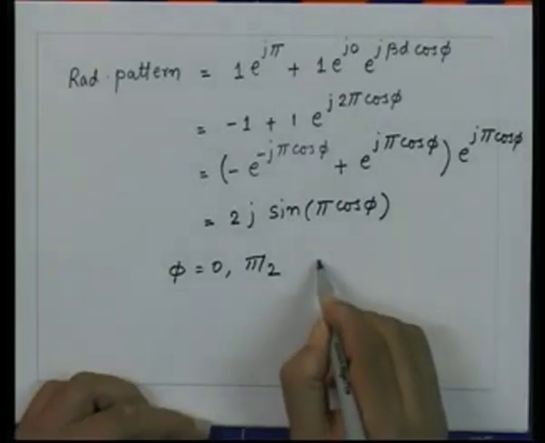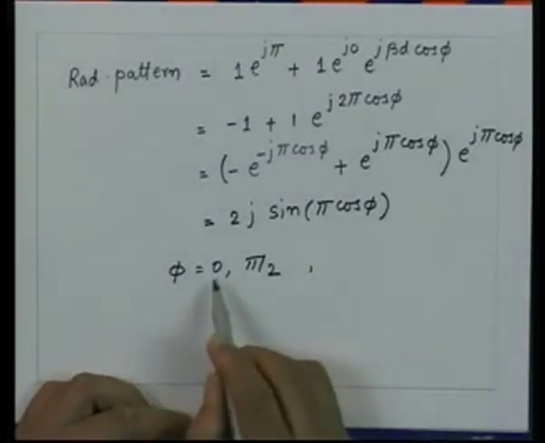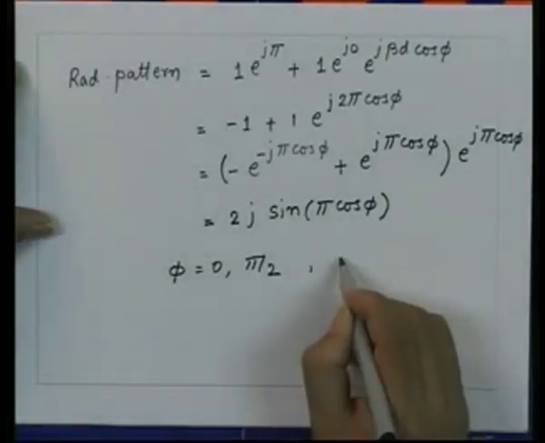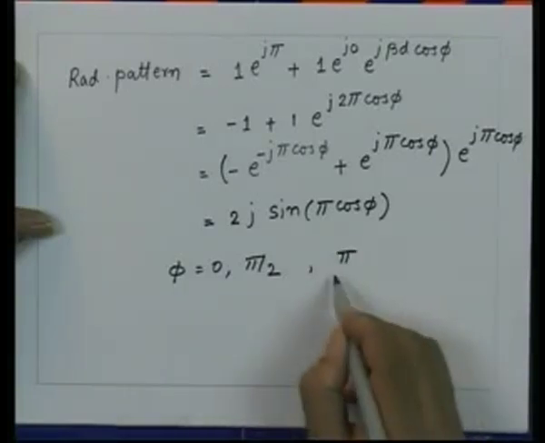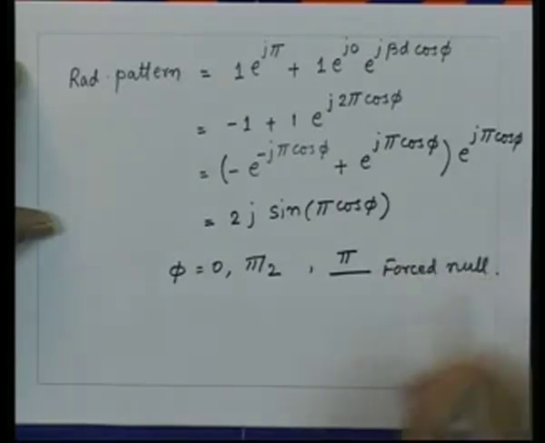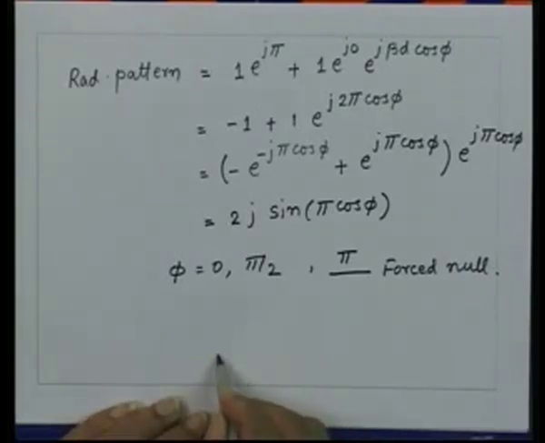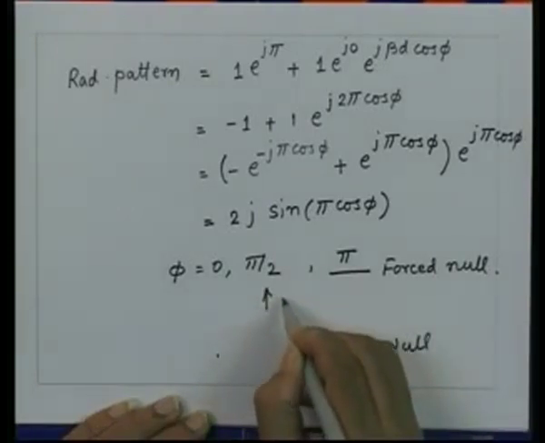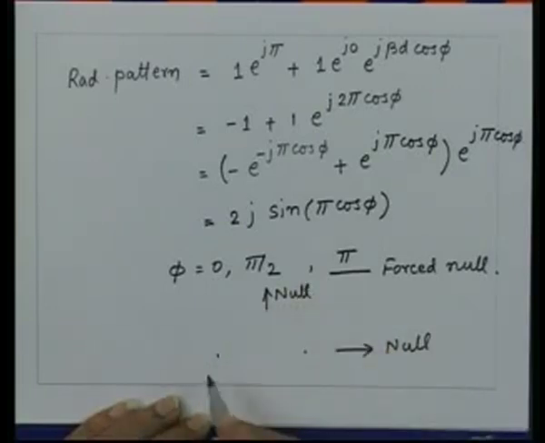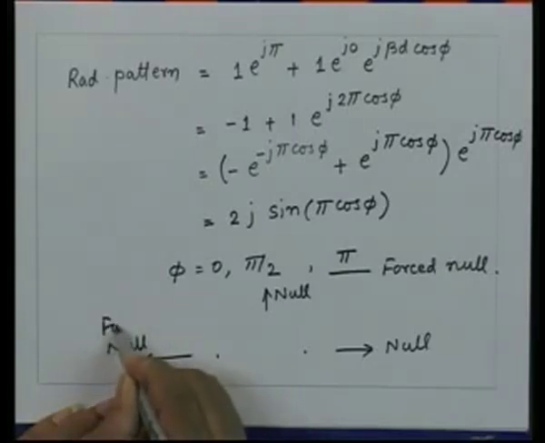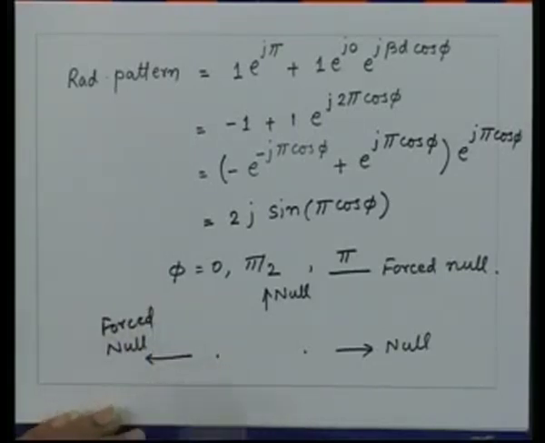So, although we did not want a null, we wanted only these two nulls in the radiation pattern, automatically a null has been placed in the direction of phi equal to pi also. So, this is more like a forced null in the radiation pattern. So, we will have now 3 nulls for this array. One will be in this direction, one will be in this direction which is pi by 2, and one null which will be forced in this direction. This is the forced null which was not defined by the user, but automatically the null will come in this direction.